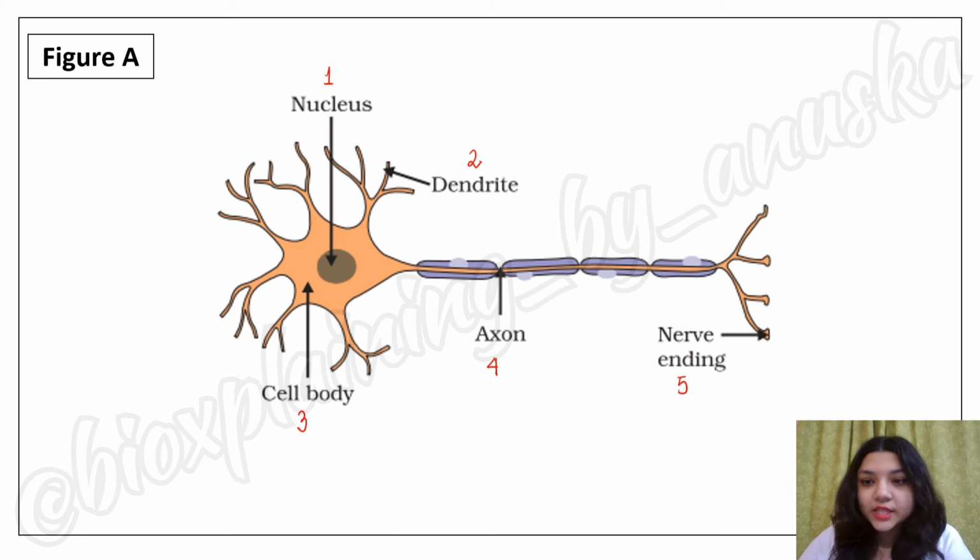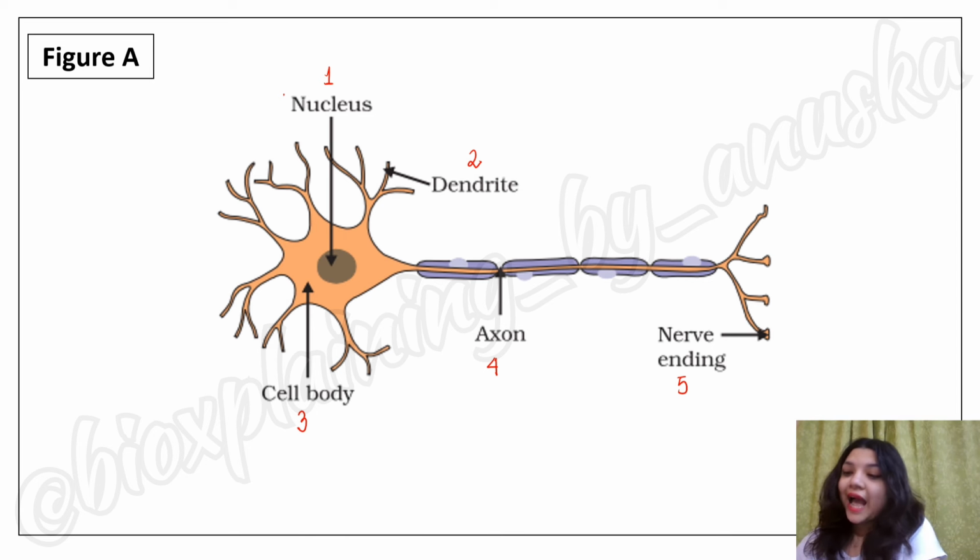Now, discussing the functions. So first you have the nucleus, and it is very well known that the nucleus is basically known as the brain of a cell. Same thing here also, right? That the nucleus will be controlling all the important activities of the neuron.